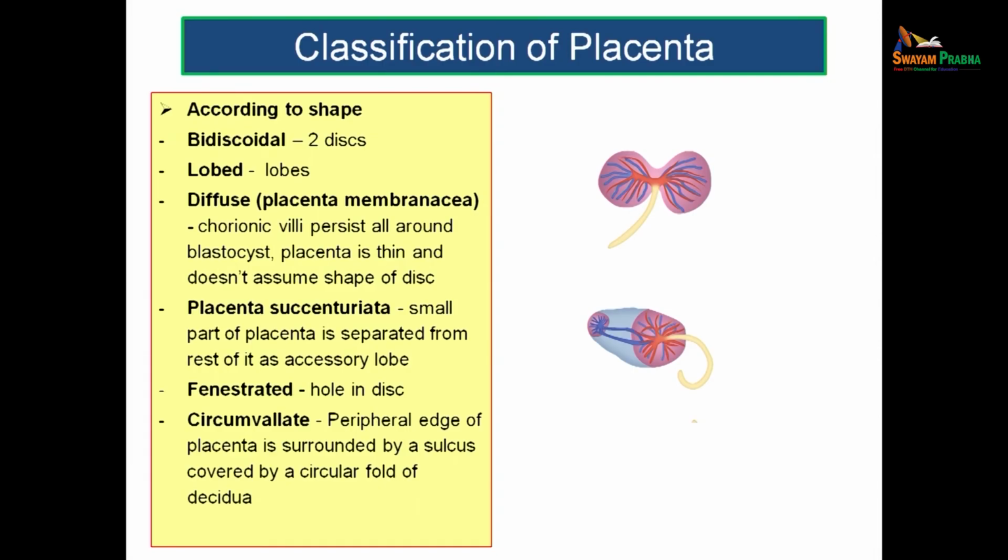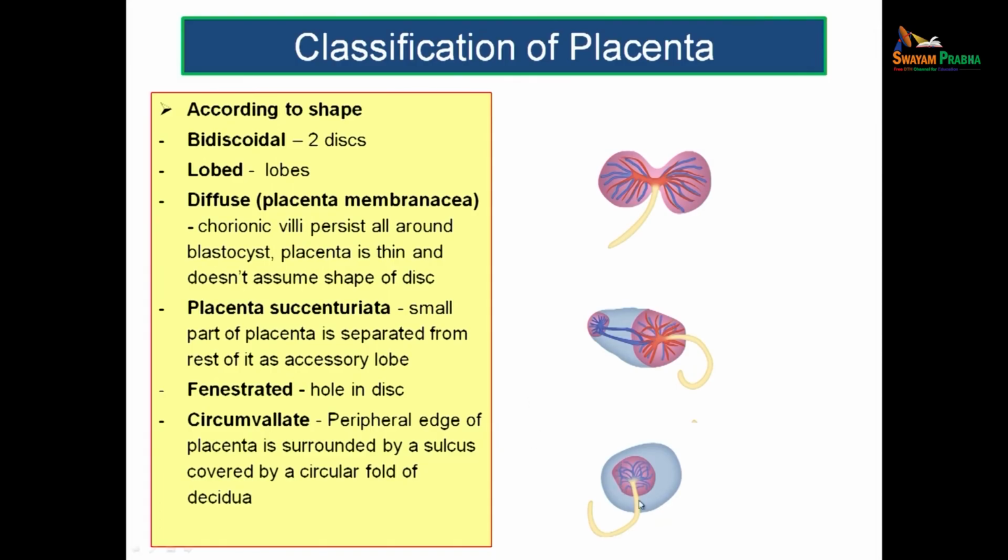And another variety is known as circumvallate. Circumvallate means the peripheral edge of the placenta, if you look, you can see a sulcus and it will be covered by a circular fold of decidua. So, you just see a placenta and towards the periphery you will be seeing a sulcus, and that sulcus will be actually covered by a bit of decidua. So, that condition is known as circumvallate.